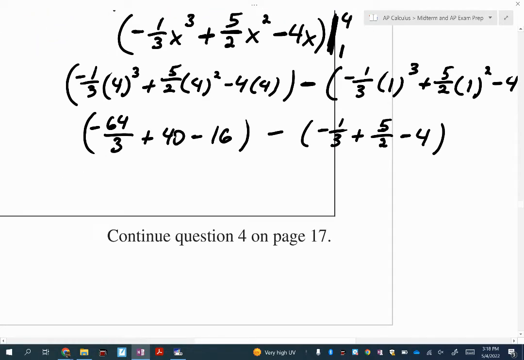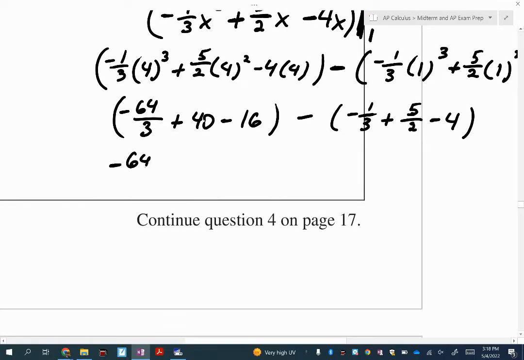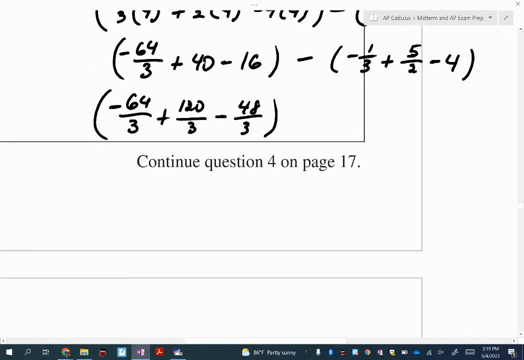Okay, let's keep going. Let's get a common denominator over here. What is 40 times 3? 120. 16 times 3? Okay. And then let's do that. Negative 64 plus 120. Was that 56 thirds? And then 56 thirds minus 48 thirds. Is that 8 thirds? Yeah? We'll find out at the end. I know the answer, so we'll see if we did it right now.